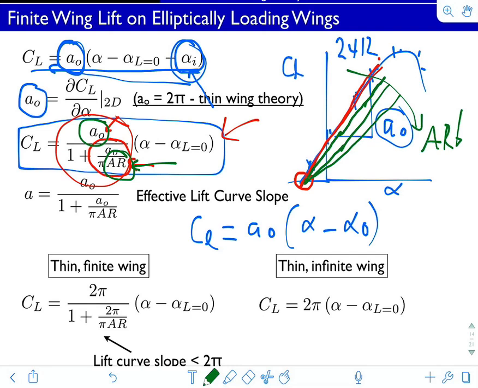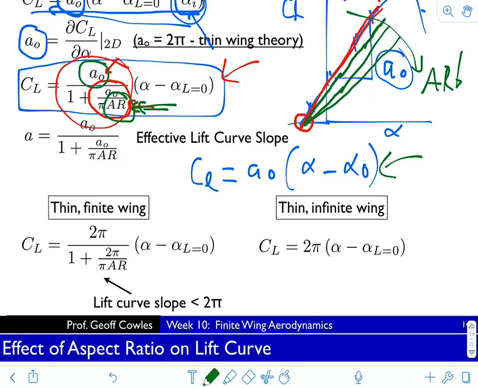As aspect ratio goes to infinity, we should recover the original 2D line. And we look here, if we let aspect ratio go to infinity, that thing in the denominator is 0, and you just get A naught over 1. We get our original equation down here. So again, we recover the original 2D solution as the aspect ratio goes to infinity. So again, this is Prandtl's solution for a thin finite wing. So we're not accounting for a lot of stuff, but it's quite accurate.